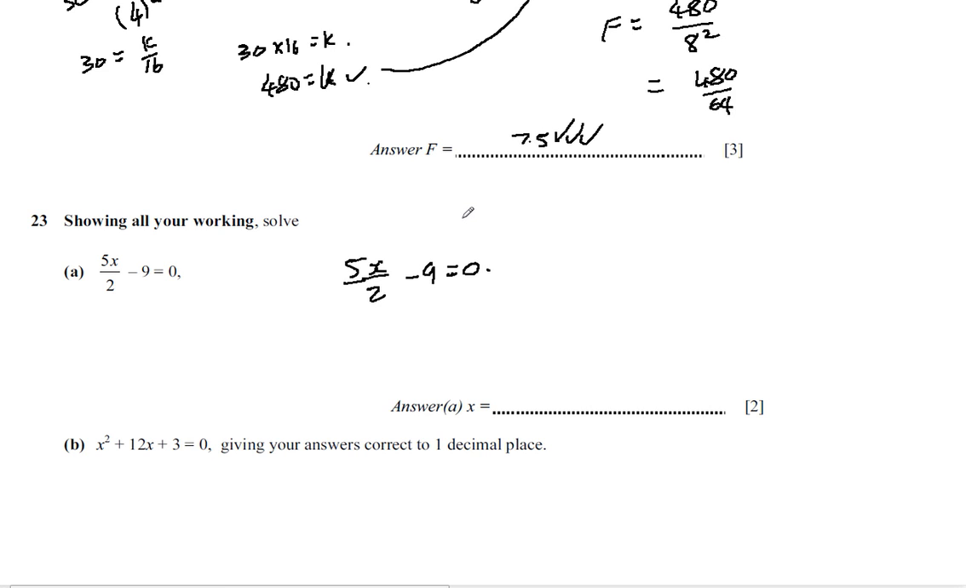The best thing to do is to start by taking away the values that aren't connected to the x. So the 5 and the 2 are connected to the x, but the negative 9 is not. So we can take the negative 9 to the right hand side. To take away negative 9 on this side, we've got to add 9. And what we do to one side, we do to the other. So 5x over 2.